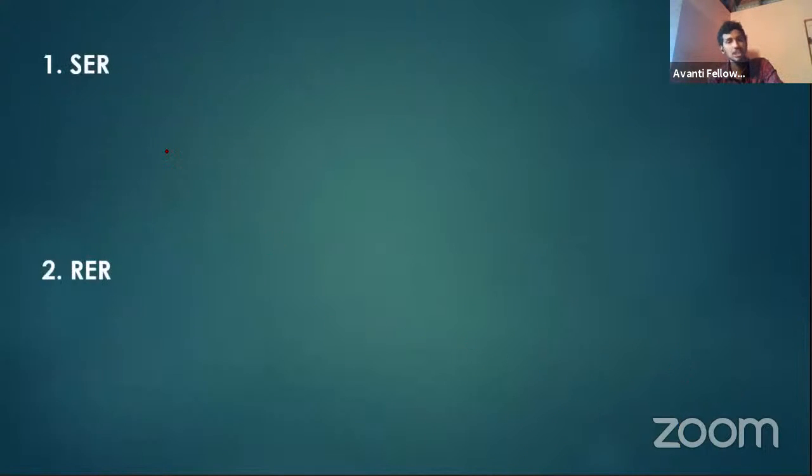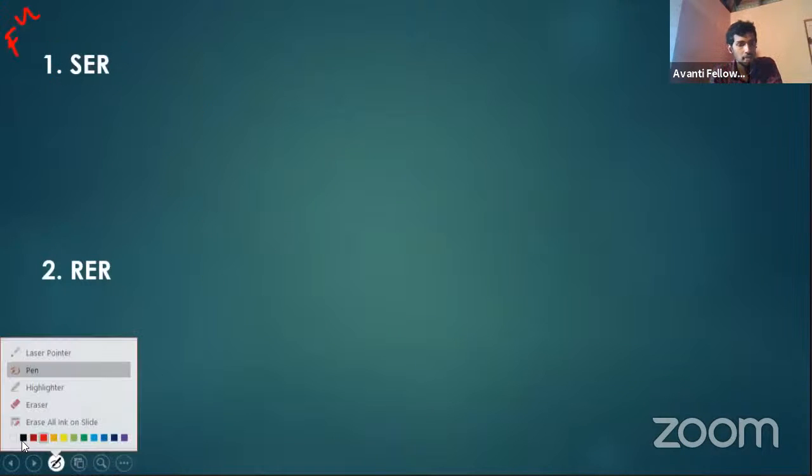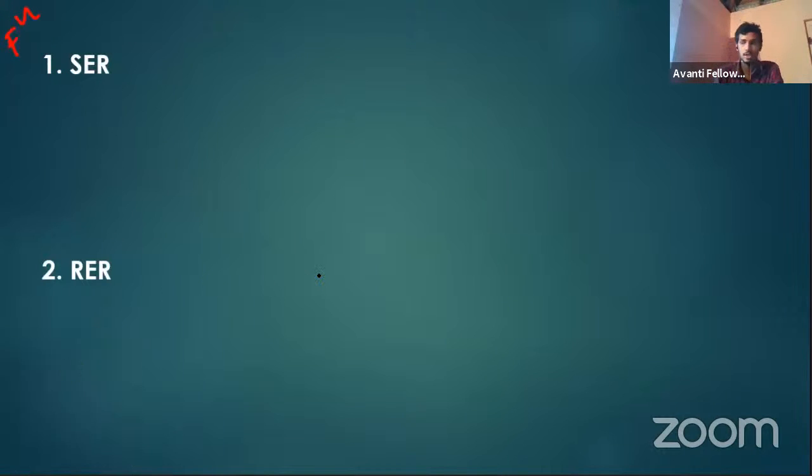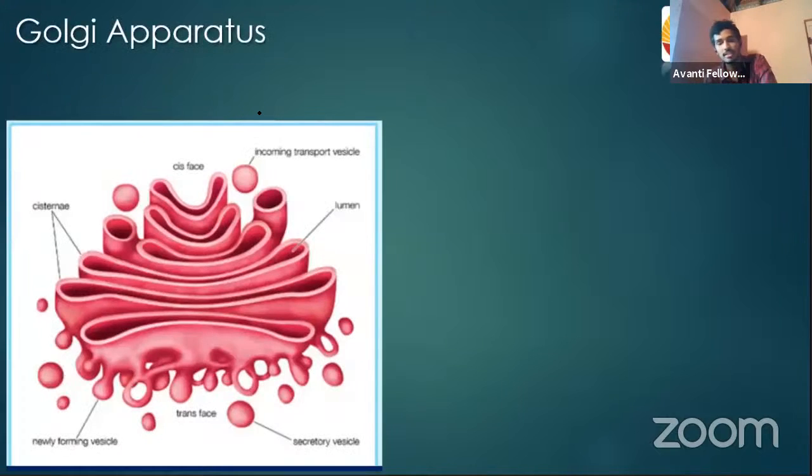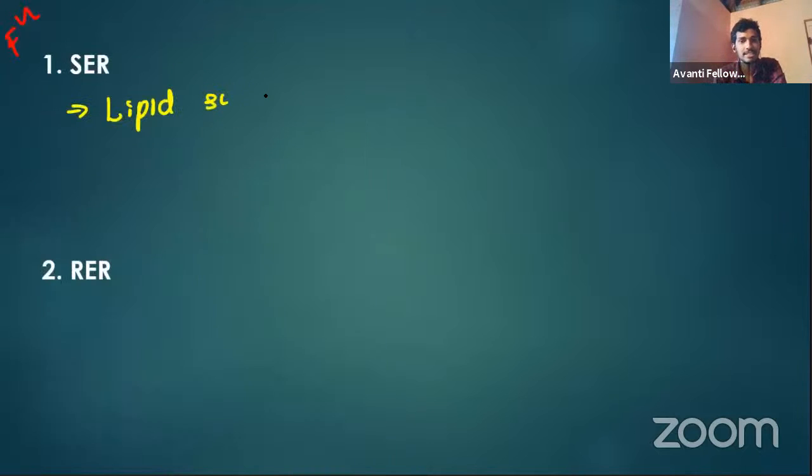When you go for the function, we will go for the functions of the two different kinds. First one we will encounter is the smooth endoplasmic reticulum. What is the important function of the smooth endoplasmic reticulum? The first function is that it is taking care of lipid synthesis. Exactly, someone answered before me. Lipid synthesis, that means synthesizing the lipids. That is the important thing related to the smooth endoplasmic reticulum.